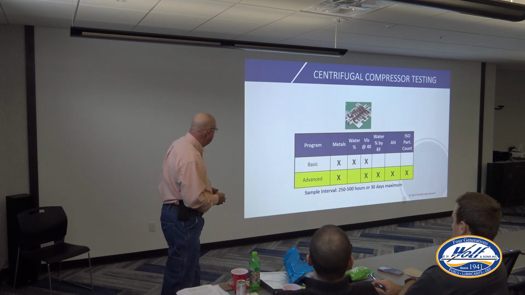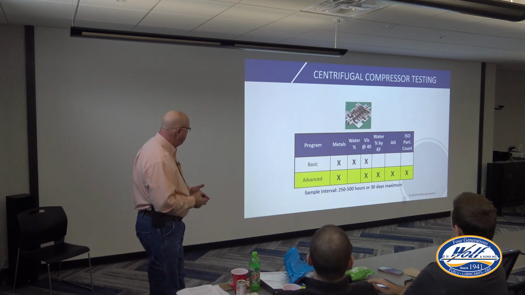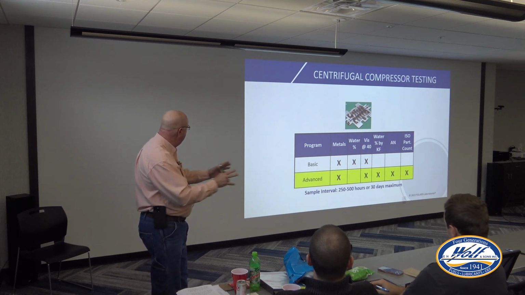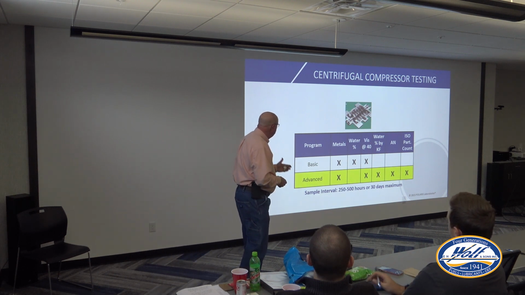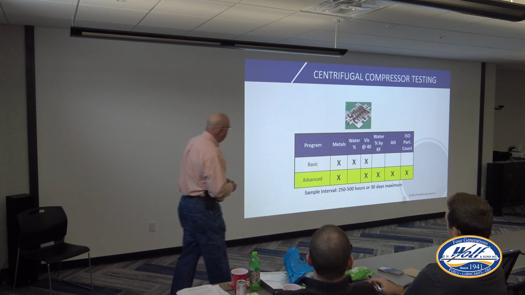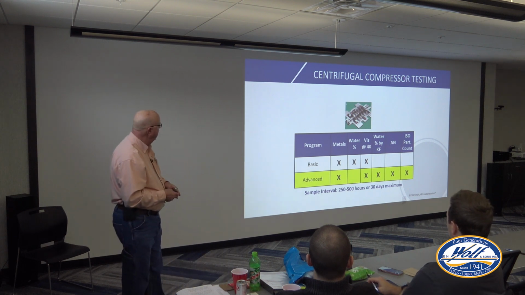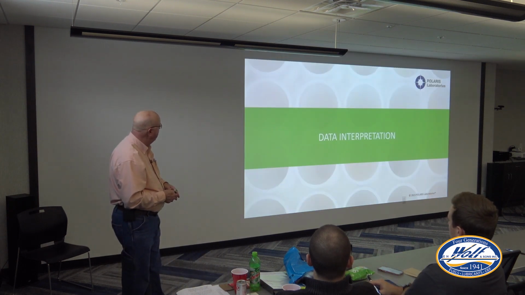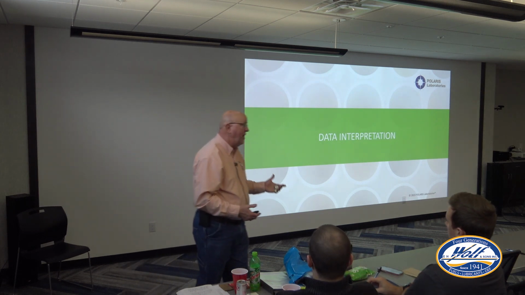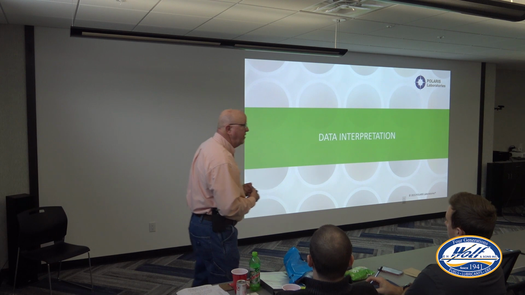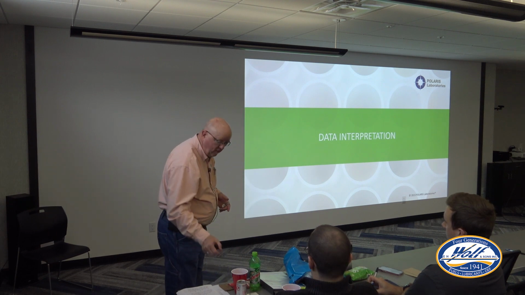This is a centrifugal compressor. Used to see these in the coal mines back home when they're moving a lot of air through the underground mines. For that type of compressor, we're going to see metals, viscosity, water by Karl Fischer, acid number, and particle count. Now, I went through those really quickly because they're just more reference, just to look back and say, what kind of test package should I be running on these? So that's why I shared those.